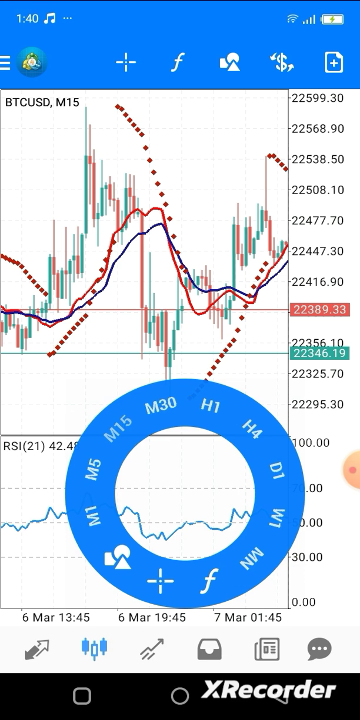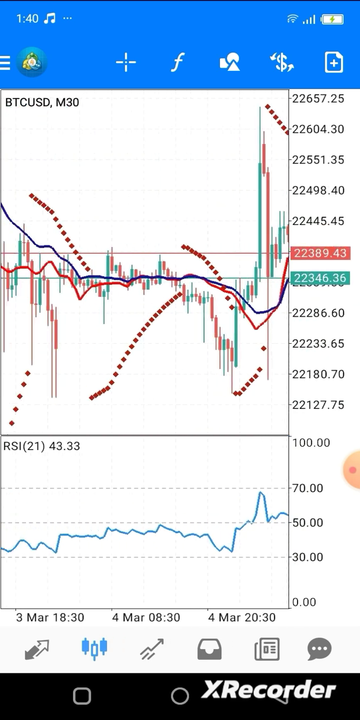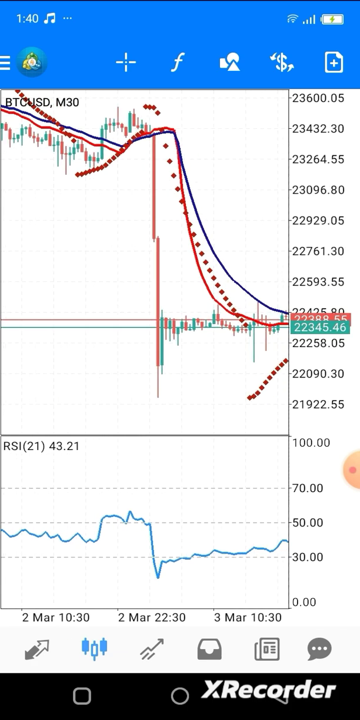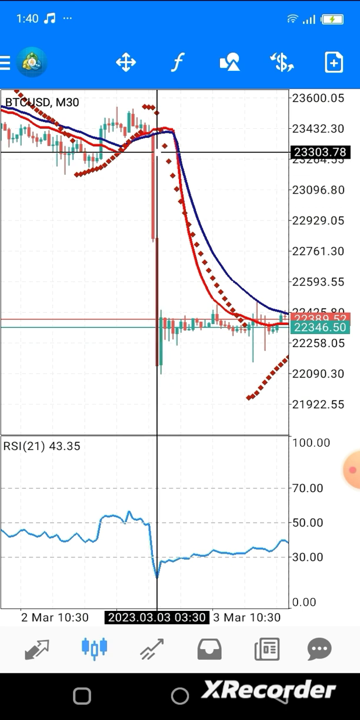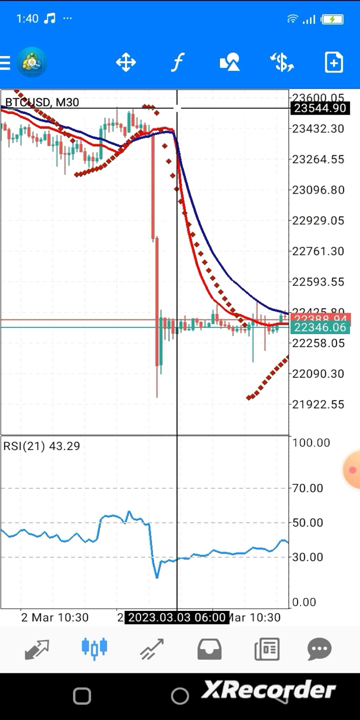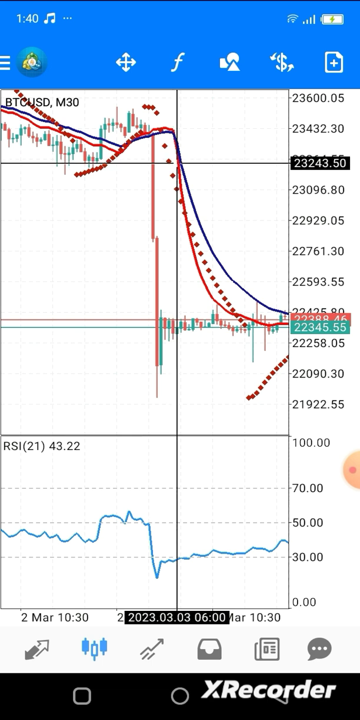Let's go to 30 minutes. As you can see, BTC, yes, look at the big fall that happened days ago. As you can see right here, see the parabolic right here, and look at the crossover. You can see right here, look how BTC fell.